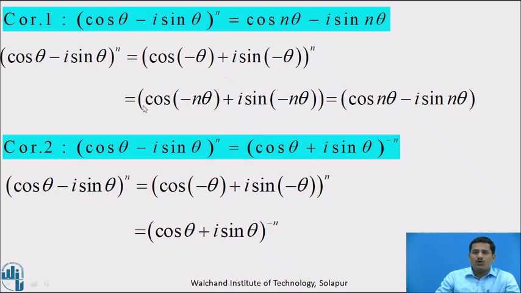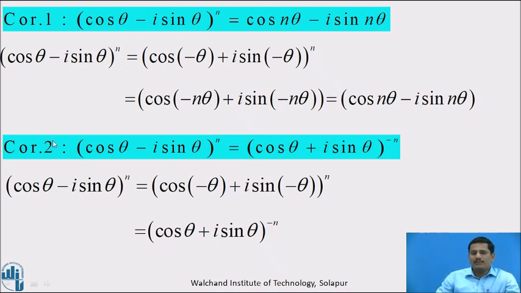We get cos of minus n theta plus i sin of minus n theta. Now again, using the even and odd properties of cos and sin, cos of minus n theta equals cos n theta. Cos is an even function and sin is an odd function. Therefore, sin of minus n theta is minus sin n theta, and this i is as it is.